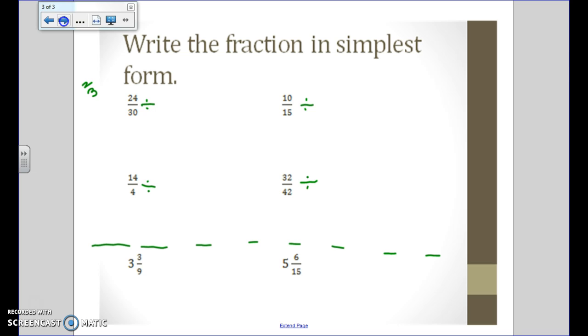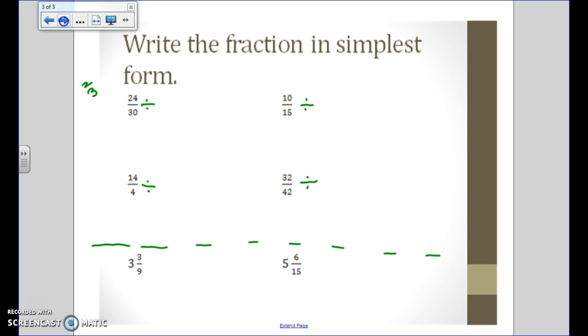If I check 4, I know that 24 is divisible by 4, but I know that 30 is not divisible by 4. So 4 would not be a good choice to divide the top and bottom by. The number 5 would not go evenly into 24, but it would go evenly into 30 because it ends in a 0. I'm looking only for numbers that divide evenly in the top and the bottom, though. So 5 would not be a good choice to divide the top and bottom.